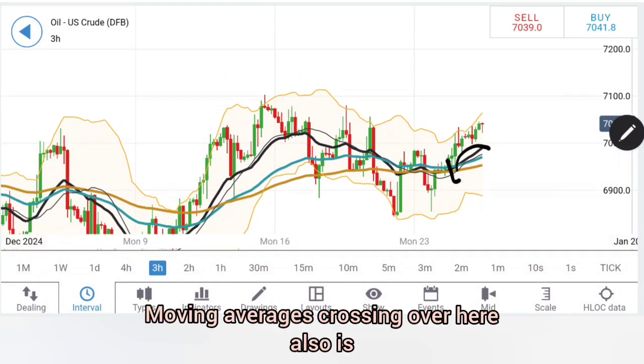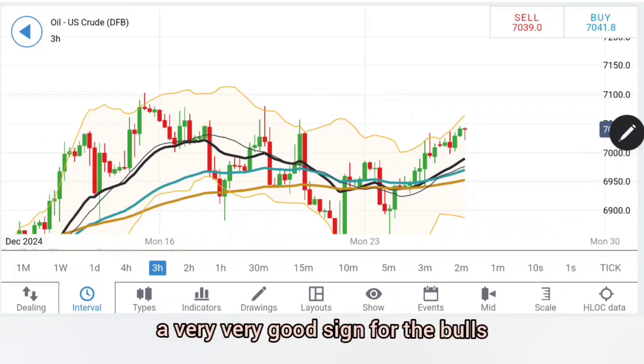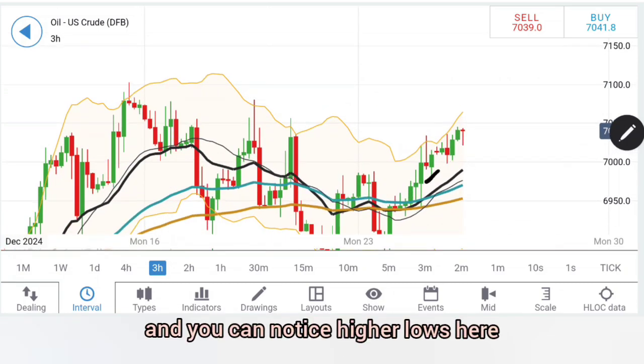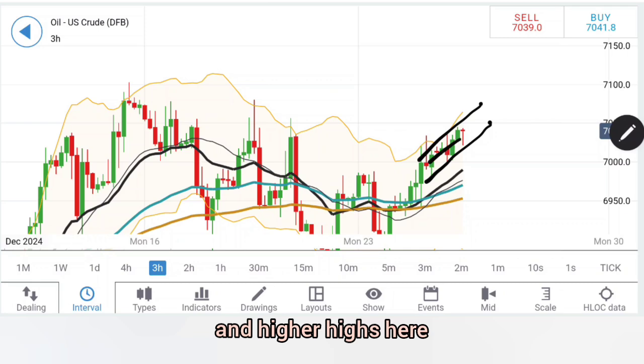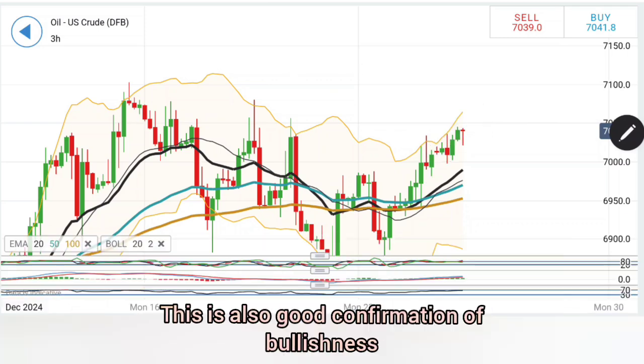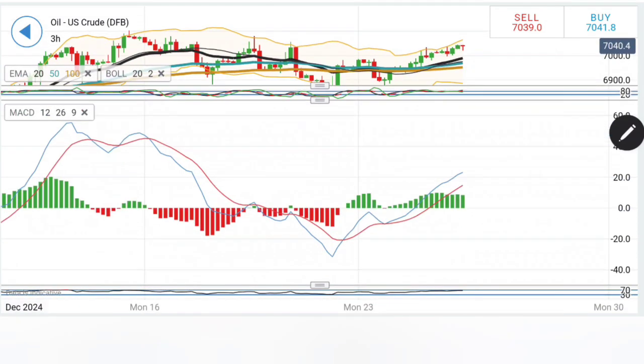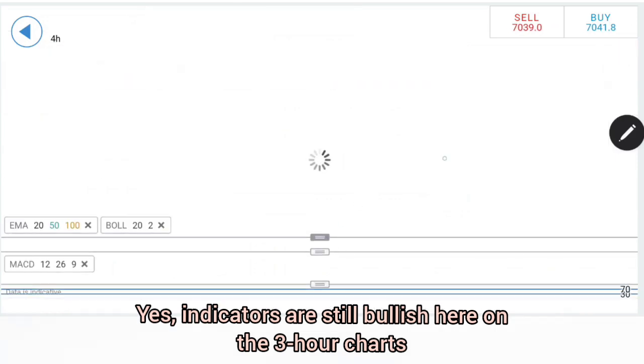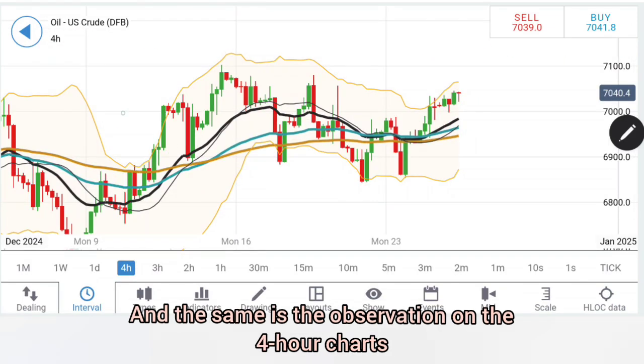Moving averages crossing over here is also a very good sign for the bulls, and you can notice higher lows here and higher highs here. Let it break out of this channel. This is also a good confirmation of bullishness. Yes, indicators are still bullish here on the 3-hour charts, and the same is the observation on the 4-hour charts.